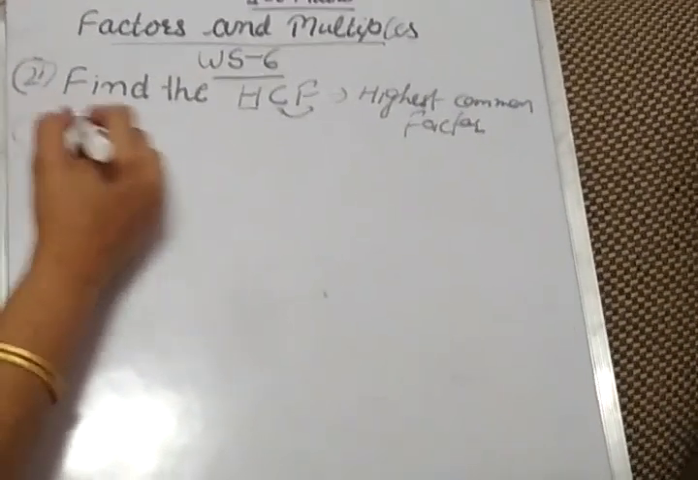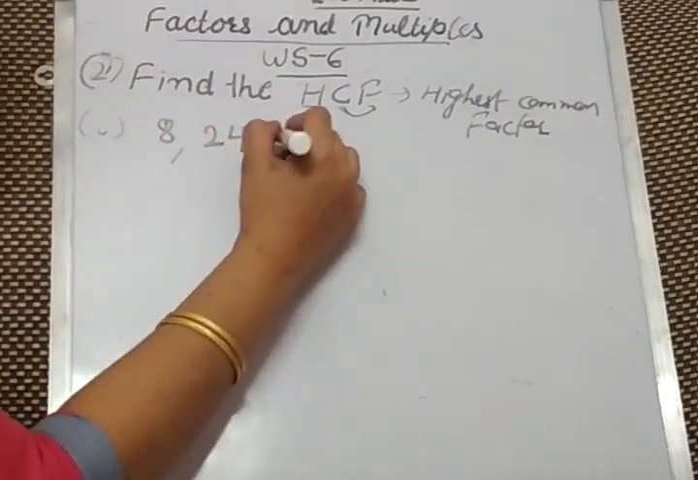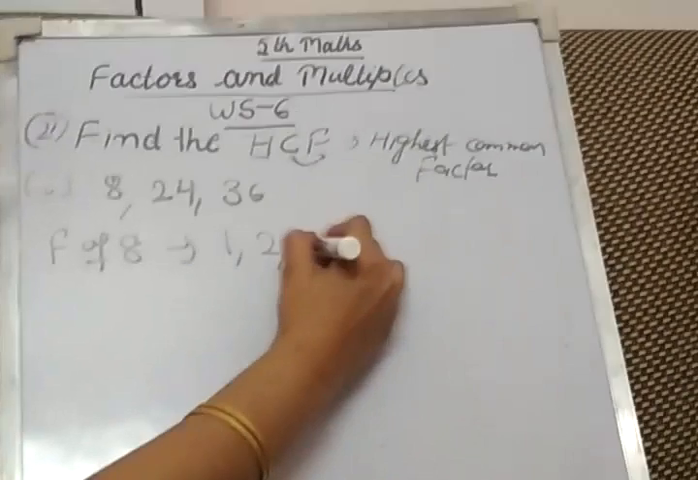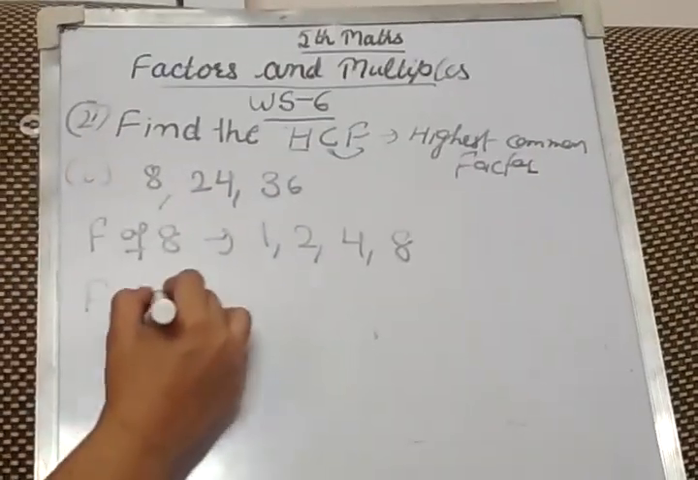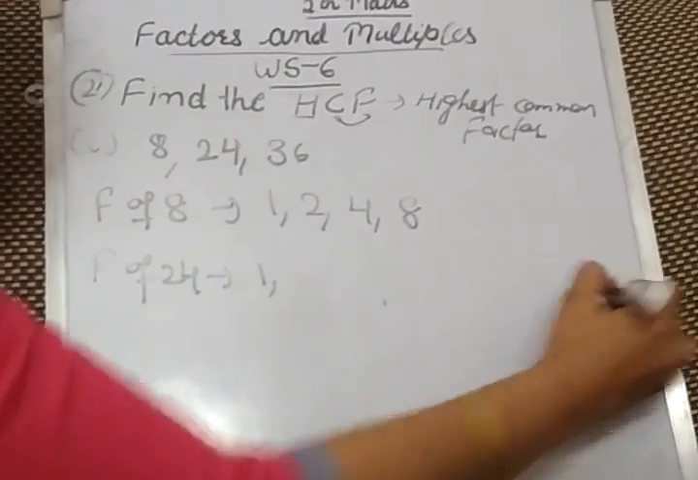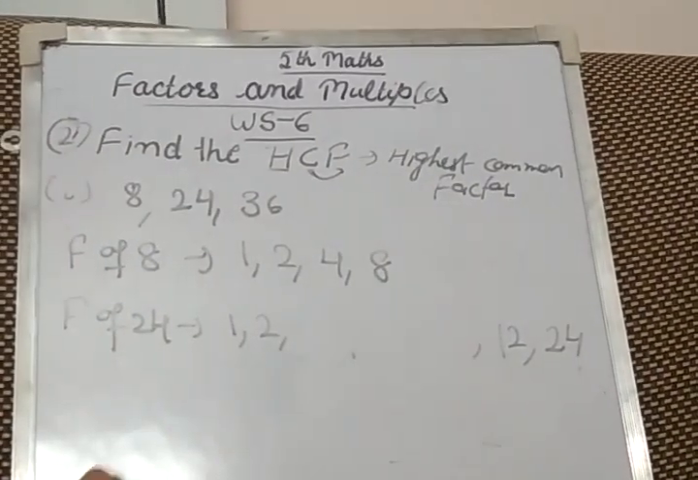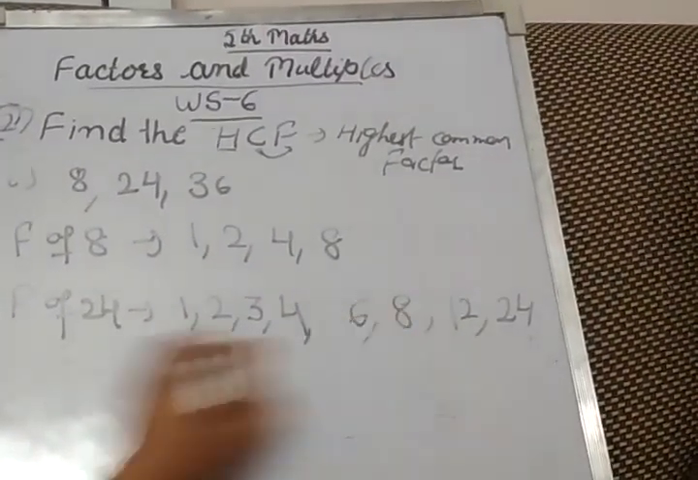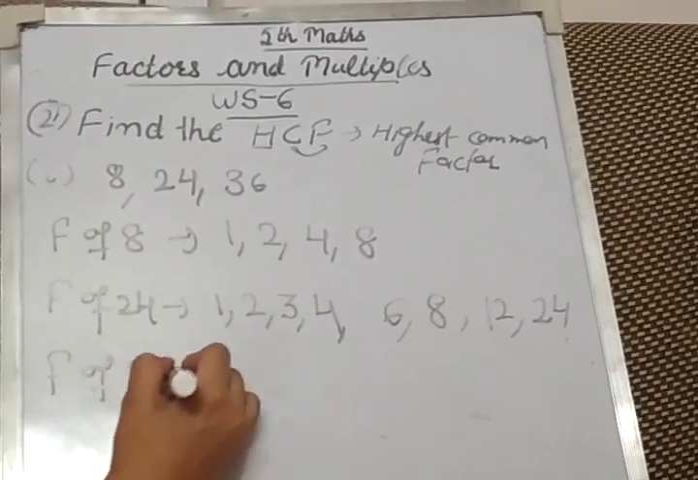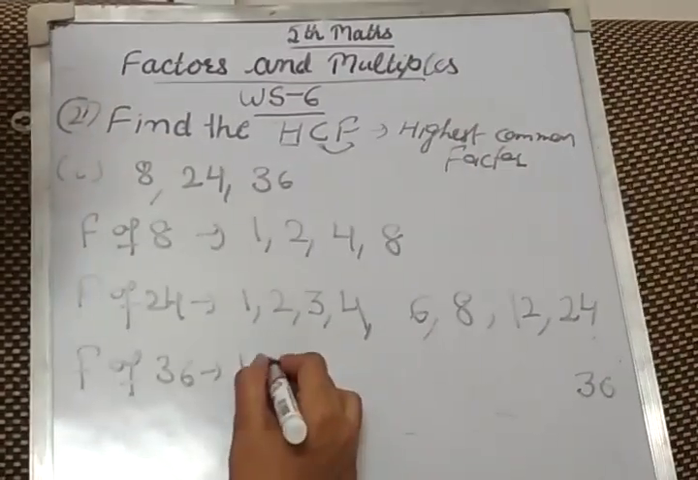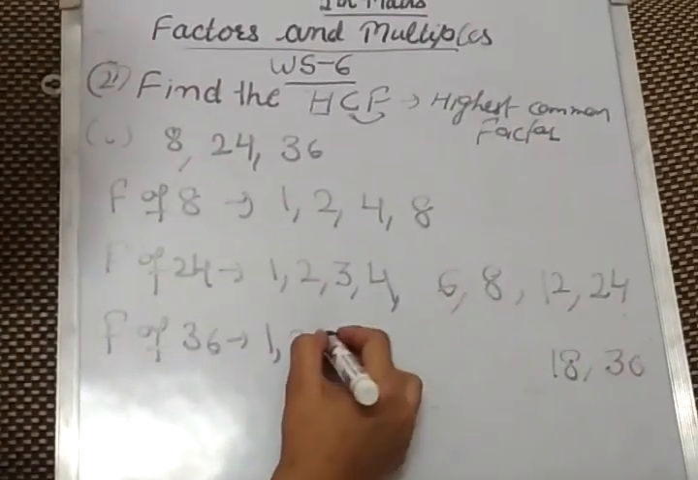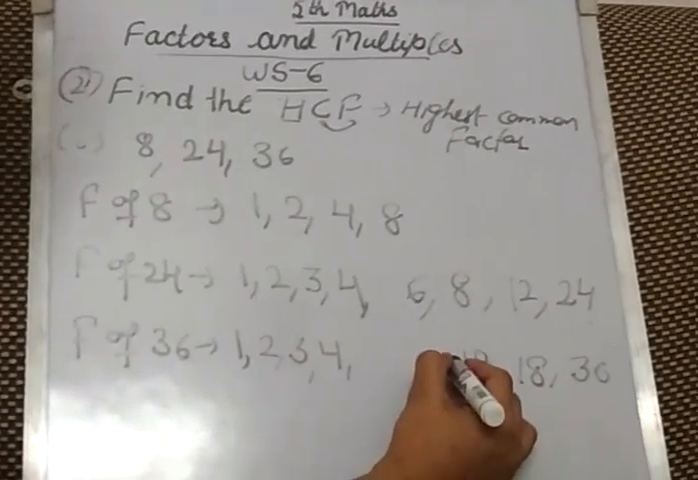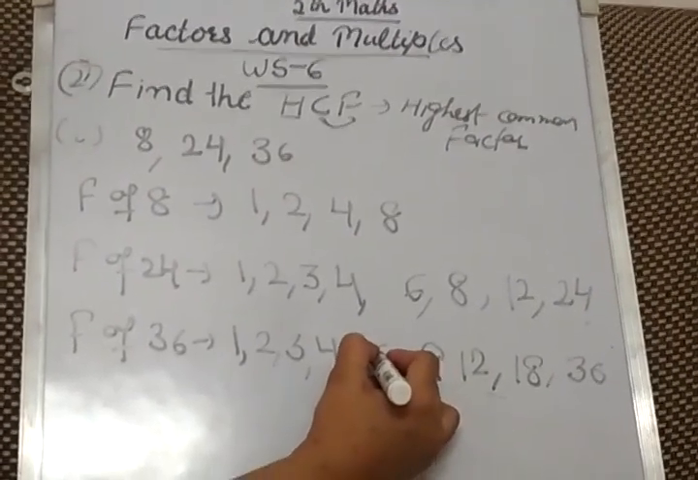The last part is the I part: 8, 24, 36. Factors of 8: 1, 2, 4, 8. Factors of 24: on the table of 1 with 24, on 2 with 12, on 3 with 8 and on 4 with 6; it does not come on 5. Now factors of 36: on the table of 1 with 36, on 2 with 18, on 3 with 12. Check by dividing how many it comes on. Then on 4 with 9, on 5 it does not come, on 6 with 6. This number is repeated.